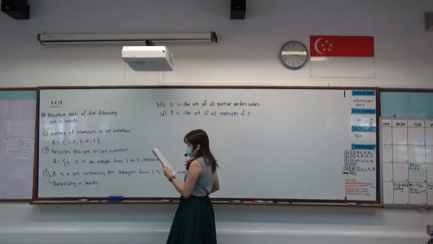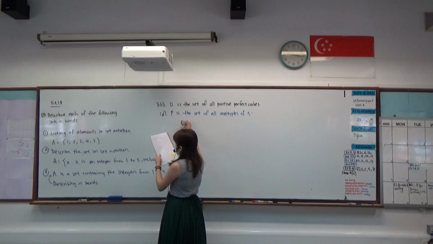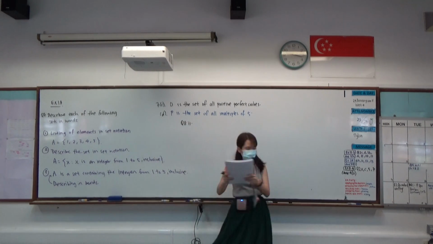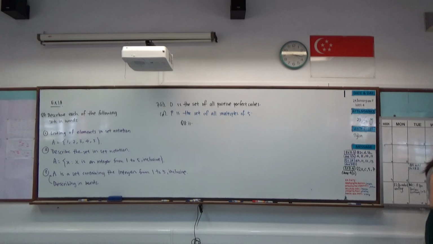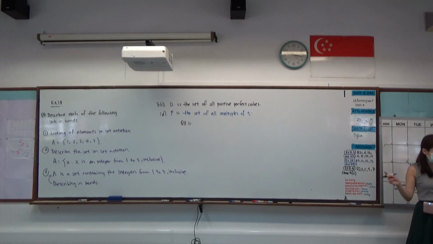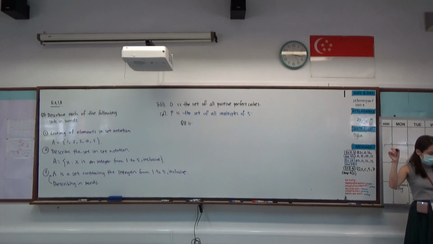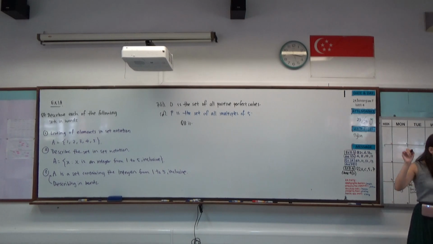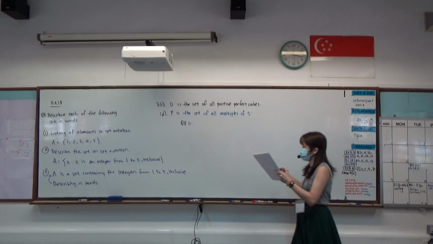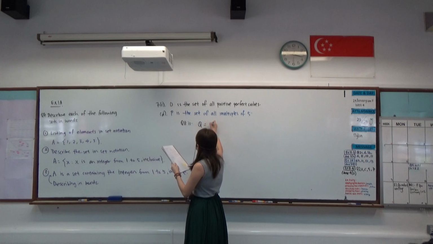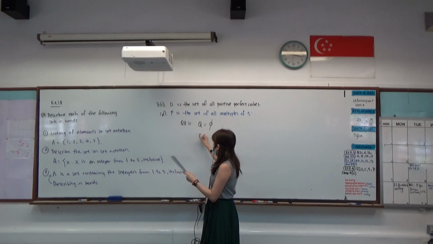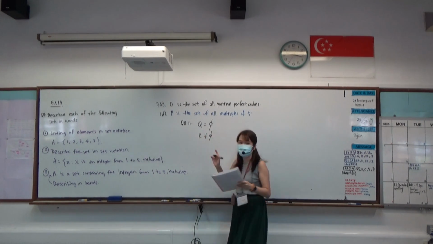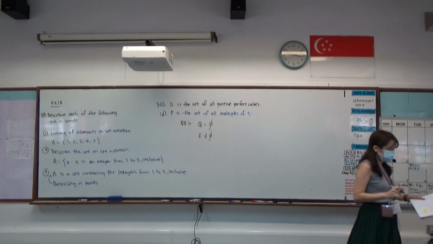Then for question 8, part 2, the question actually says, are Q and R empty sets? Use the empty set notation phi to describe Q and R. So to describe is actually just Q equals to empty set, R not equals to empty set. That's all.